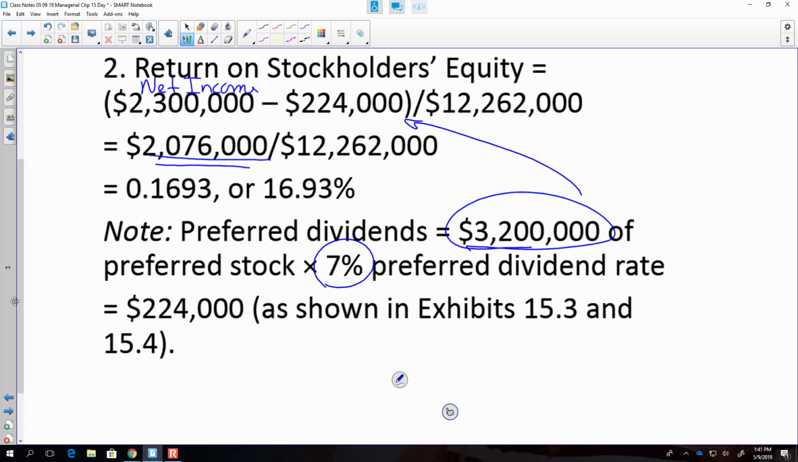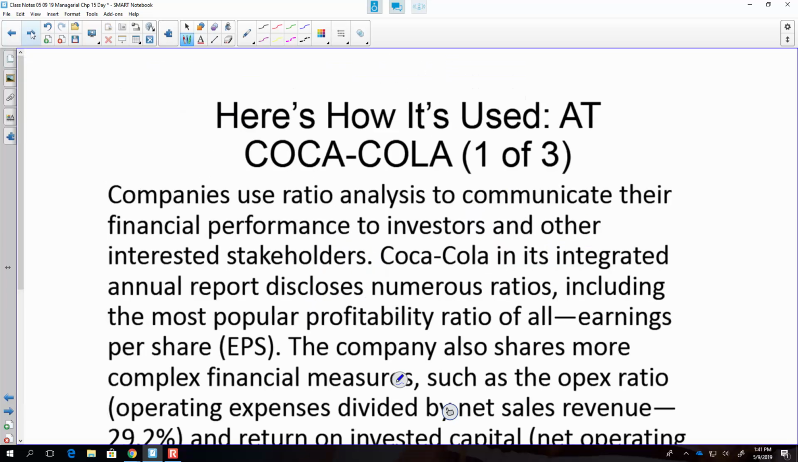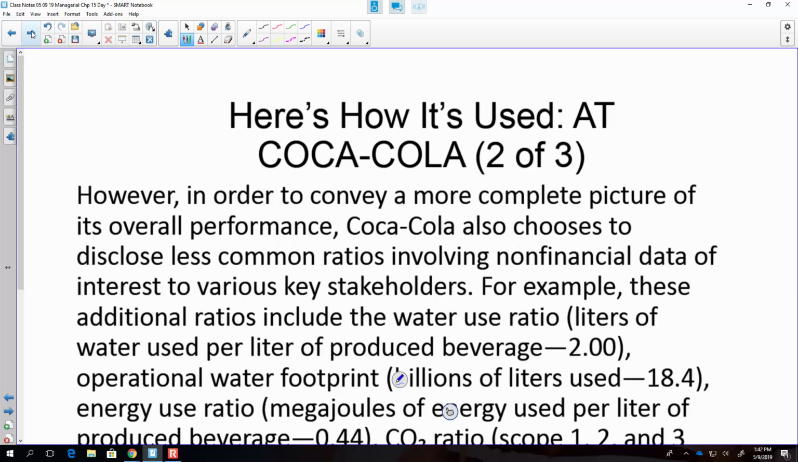All right, so they have next on page 858 a little snippet on Coca-Cola Company and how they use their profitability ratios, and earnings per share is the most popular, right? And that's what they talk about here. What did I make per share on the investment?